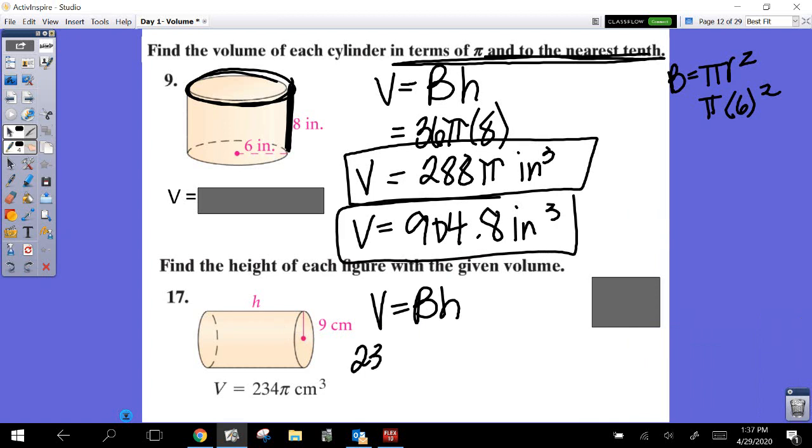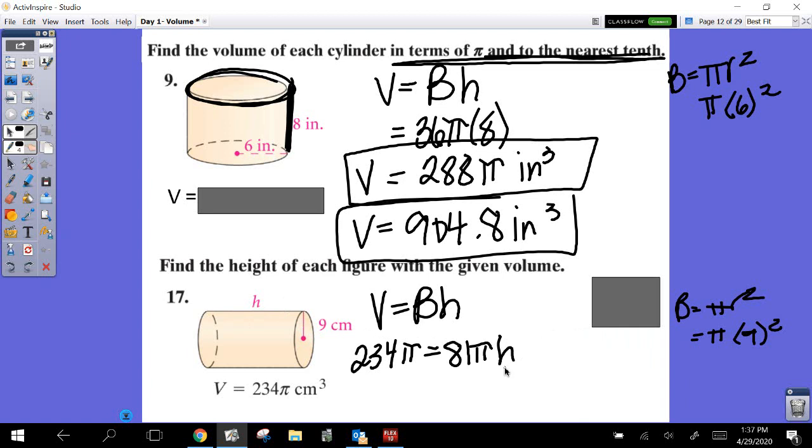It tells us the volume. Do I know the area of the base? Well, if 9 centimeters is the radius, remember big B is pi r squared, so it's going to be pi 9 squared, which will give me 81 pi for my big B. And then I don't know h, it's leaving h there by itself.